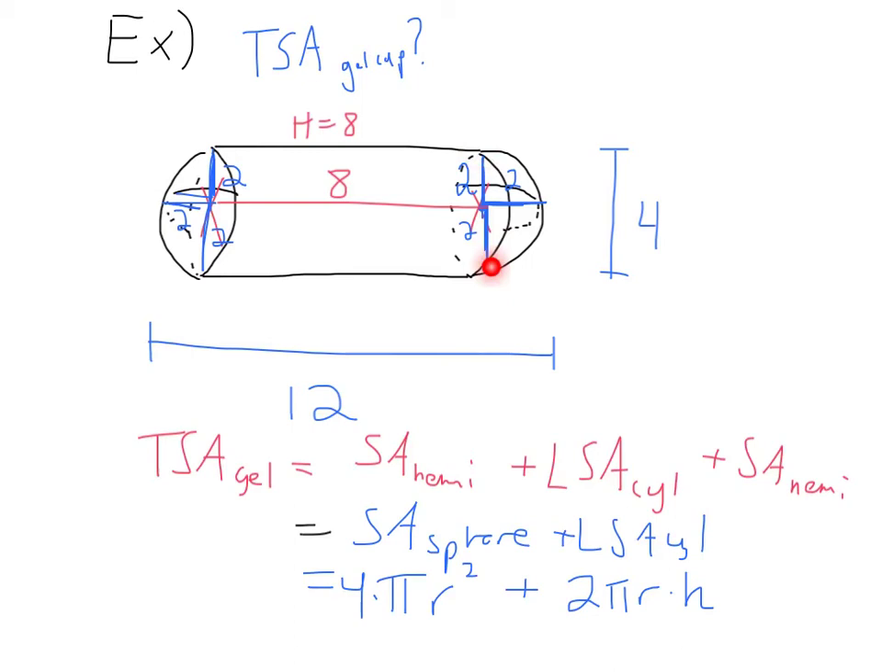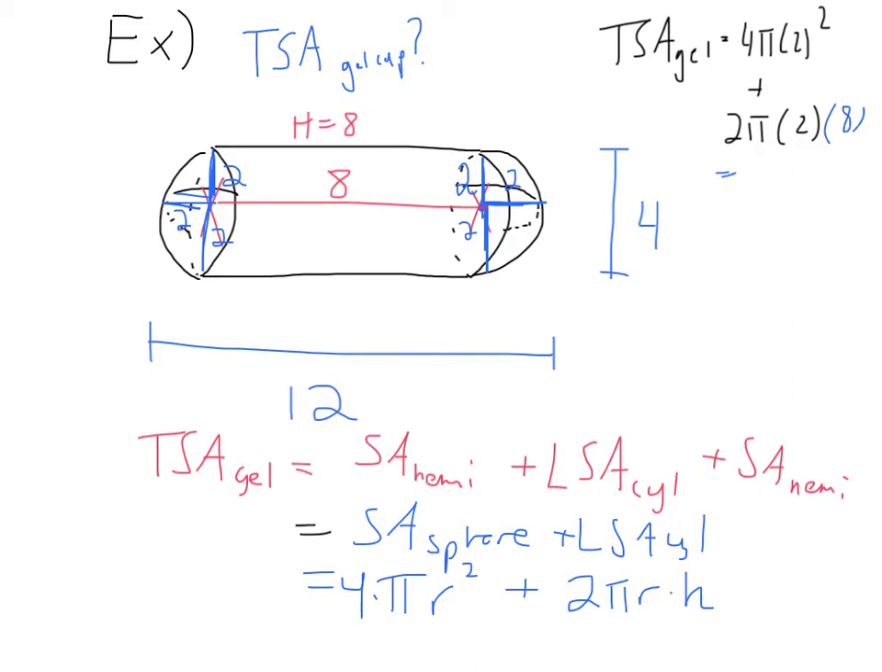So now I think we have all the dimensions we need for our total surface area of the gel cap. Well, 4 pi r squared, the radius is 2, plus 2 pi r, the radius is 2, and the height, remember, is 8. We said we used 2 and 2 on radii, so we had 8 in the middle to make up a full distance of 12.